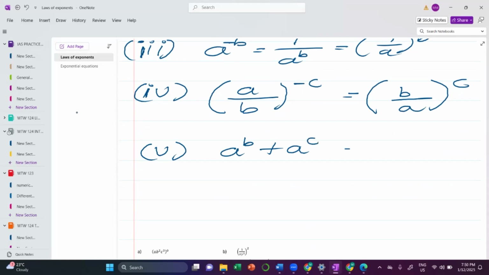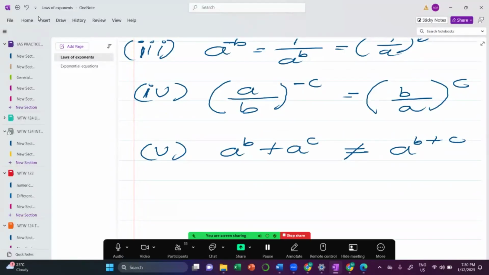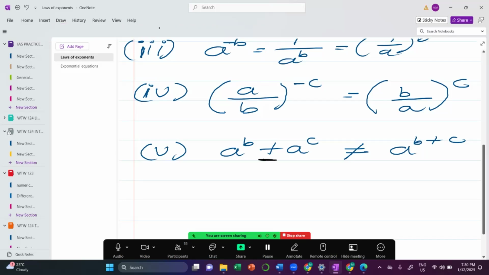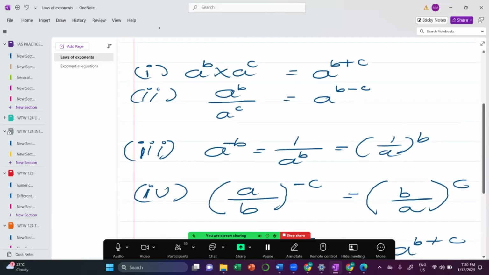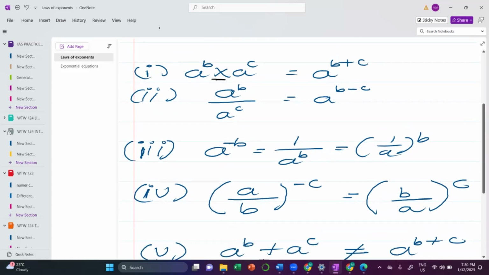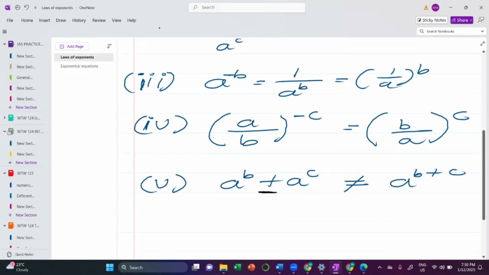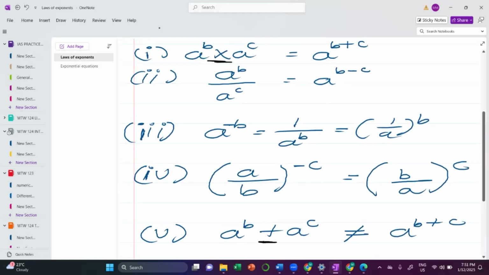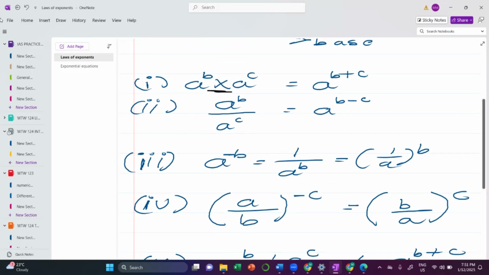Guys, this thing is not the same as a to the exponent of b plus c. Why? Because look here, you are adding. But for you to get a to the exponent of b plus c, you must have had a multiplication sign. So these two things are not the same. They are not the same. So now, let's continue.